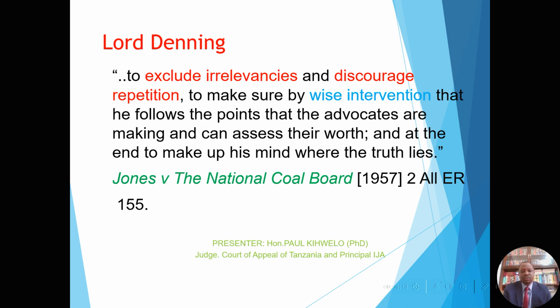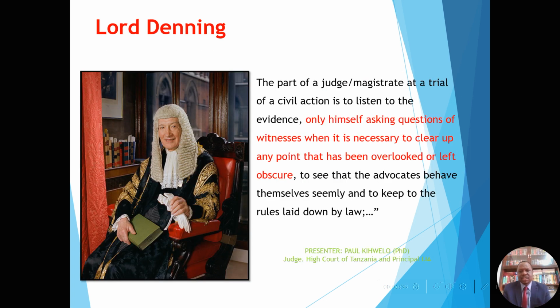The essence of the quotation of Lord Denning in the case of Jones versus the National Coal Board, which is in the 1959 England reports, is that Lord Denning is trying to explain that the role of a judge or magistrate as an umpire is very passive. It is to manage the judicial process, and normally he will not interfere as much as possible. He will only interfere where he wants to clear up certain points that are either overlooked by the parties in the case or are left obscure in the proceedings.